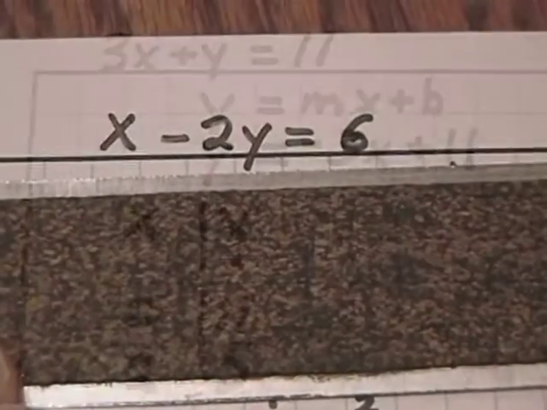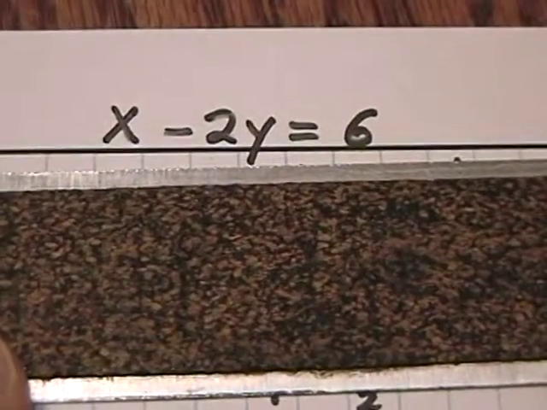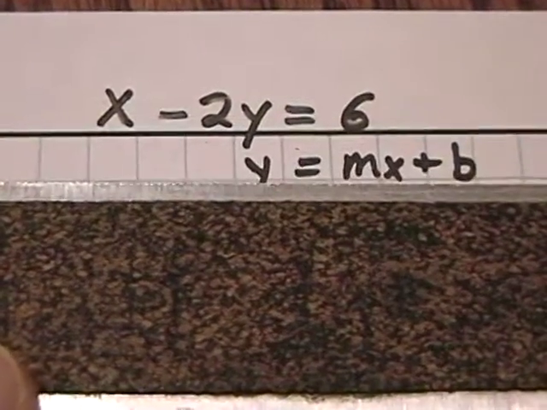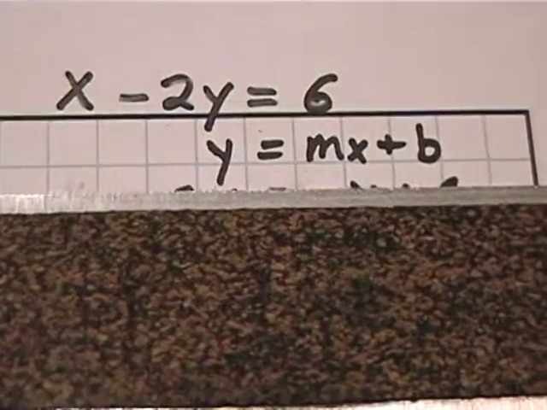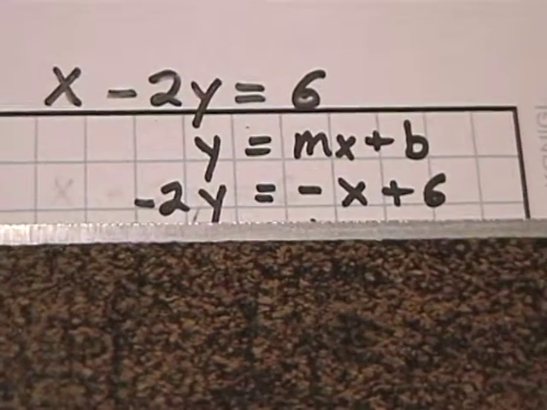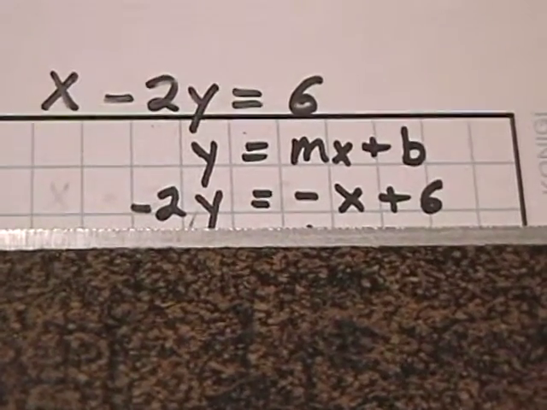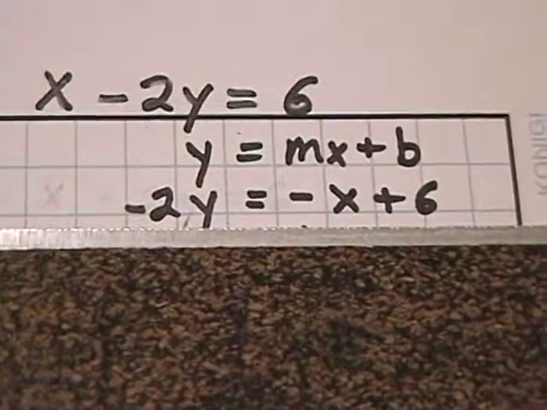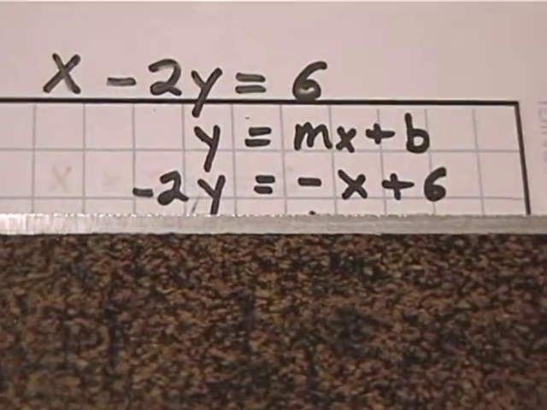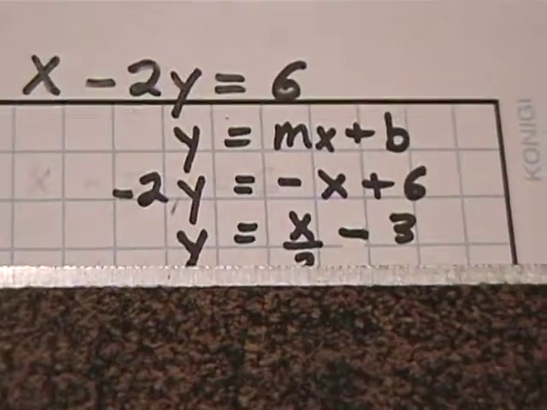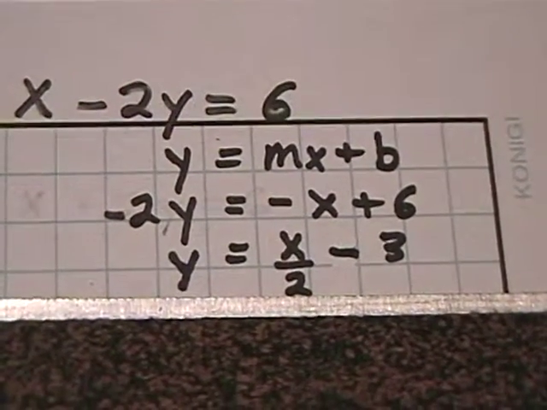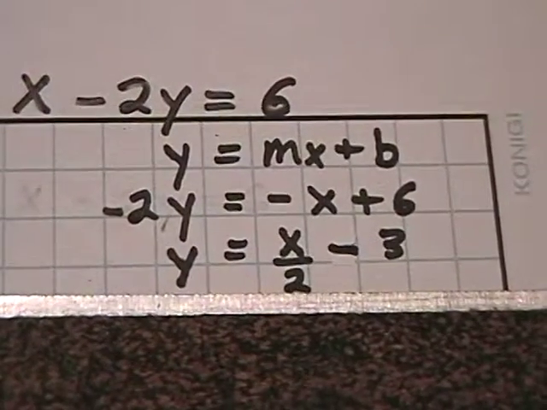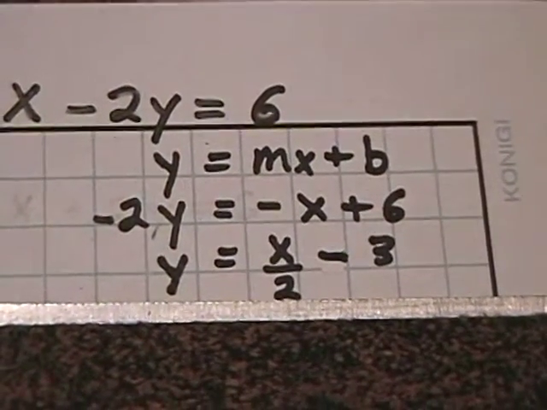But first we're going to look at the other equation, x minus 2y is equal to 6. We're going to set it up in the form of y equals mx plus b. First step, we'll just bring the x over, change its sign, so it becomes minus x plus 6. And then we're going to divide through by minus 2. The minus 2 and the minus x will make it a positive, and the negative 2 divided into 6 will give you negative 3.